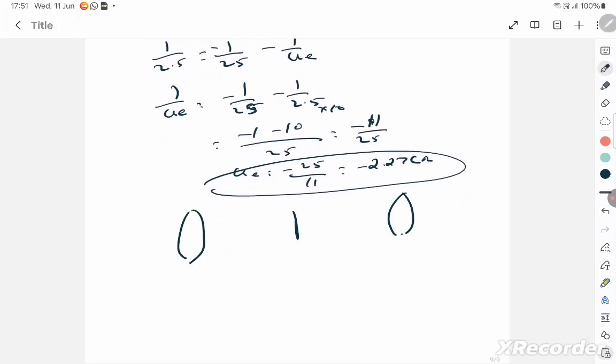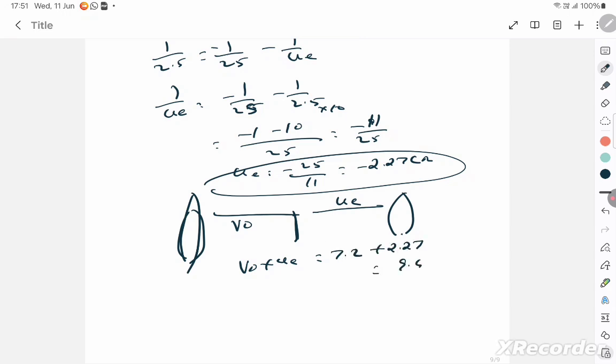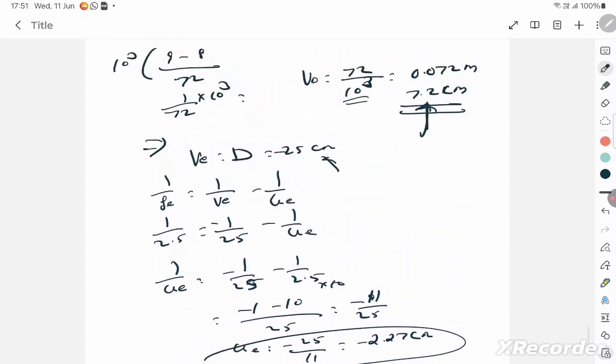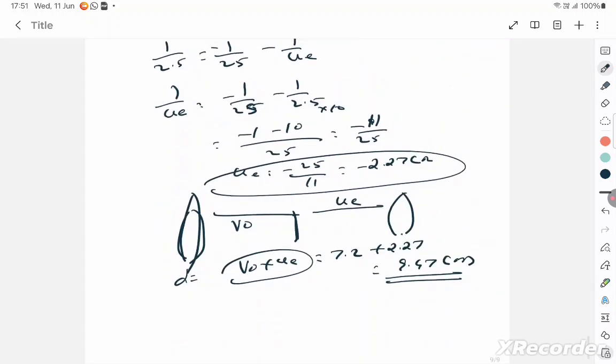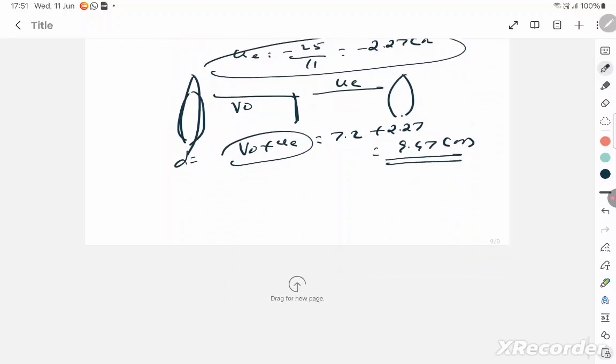the interim image will be formed here, which will be a VO and your UE. When you add VO plus UE, that will be the distance between the objective and the eyepiece. So then therefore it's 7.2 plus 2.27, take only the magnitudes and add, and you get the answer. 9.47 centimeter will be the distance, and then thus you got your small d. So I just simply tried with d minus, but you can't do the sum there. Previous method that I did, I hope you're clear with this method.